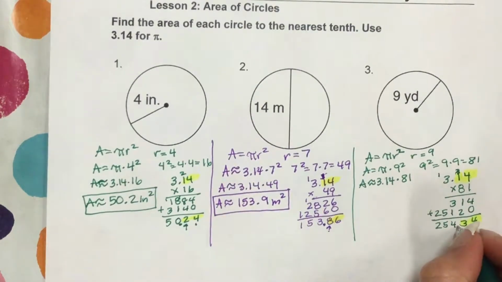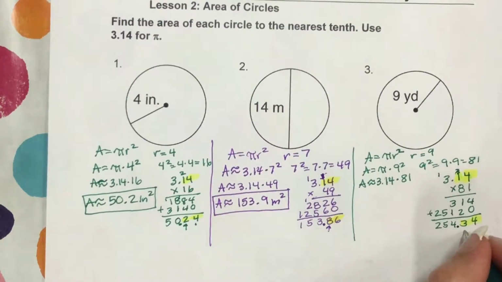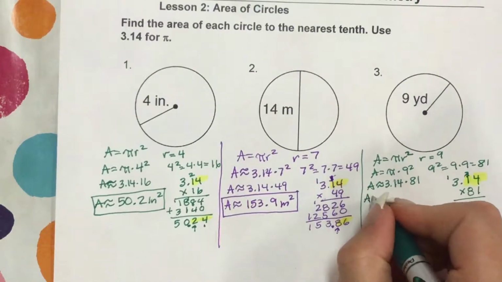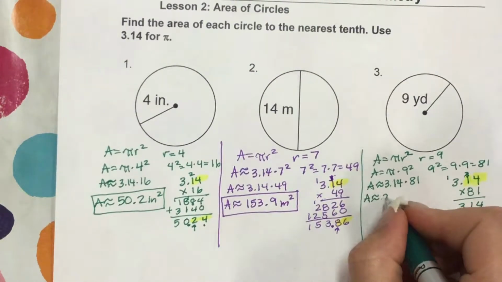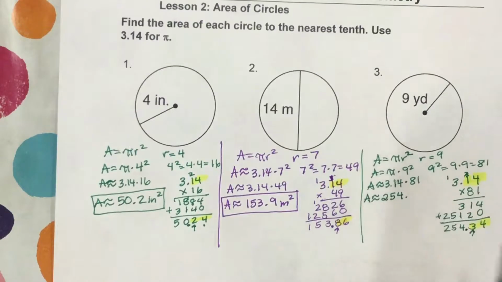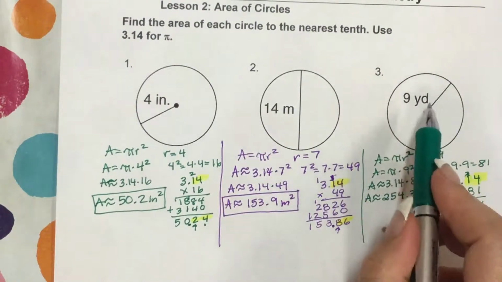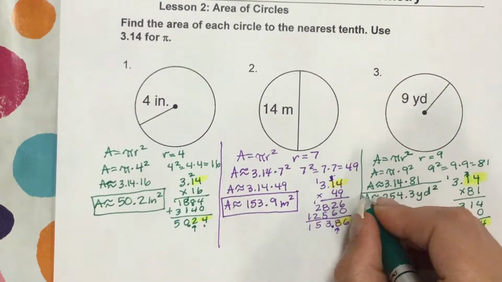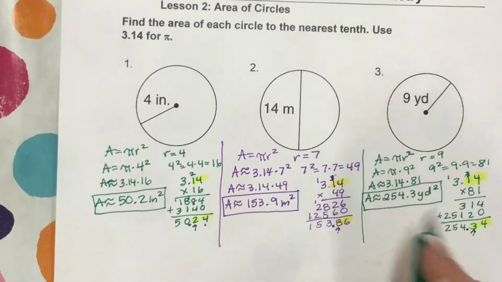So we have 254.34. We have to round it to the nearest tenth. This is the tenths place. This would have to be a 5 or above, and it's not, so it just stays the same. So the area is going to approximately be 254.3 yards. Don't forget the units, yards squared. So if you got that one, wonderful.